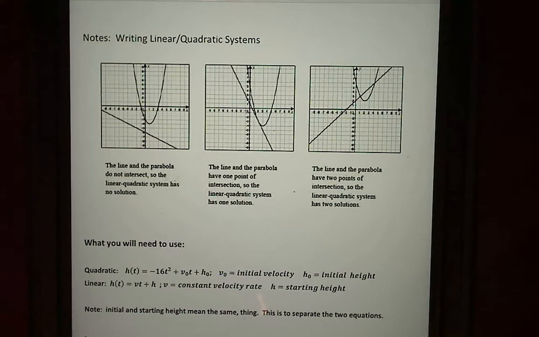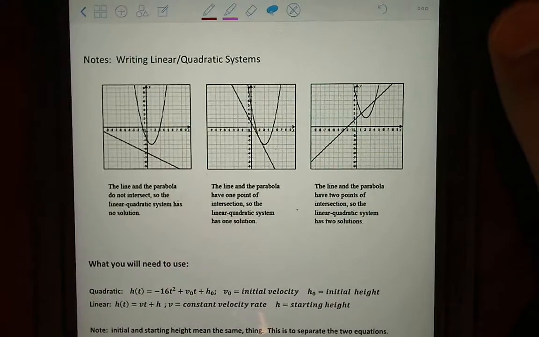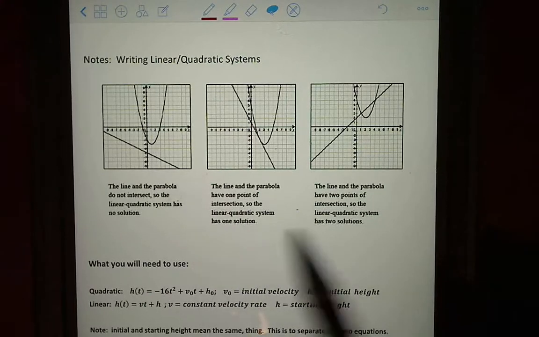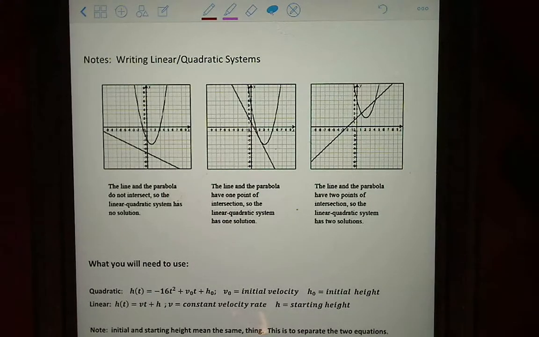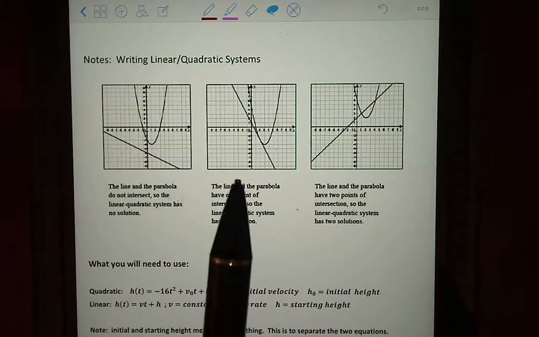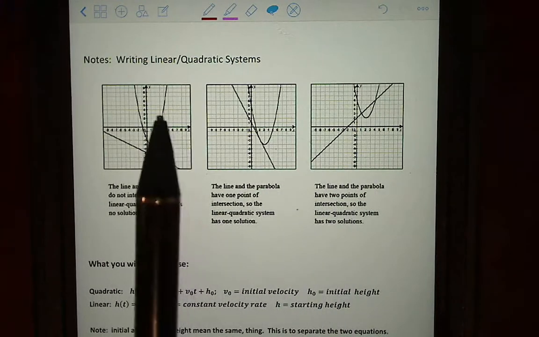Today we're looking at writing linear quadratic systems. What that means essentially is we're going to write two different equations, a linear and a quadratic. So, just to refresh what we've already talked about, and first of all, I'm doing this a different way today, just to try it out and see how it works out. There are three possibilities when it comes to solving a linear quadratic system.